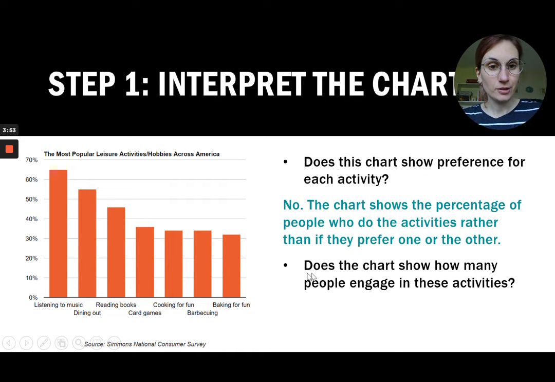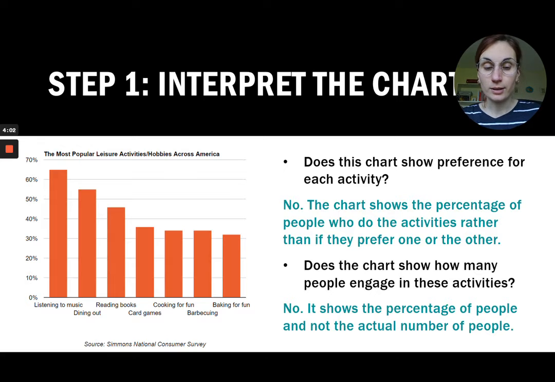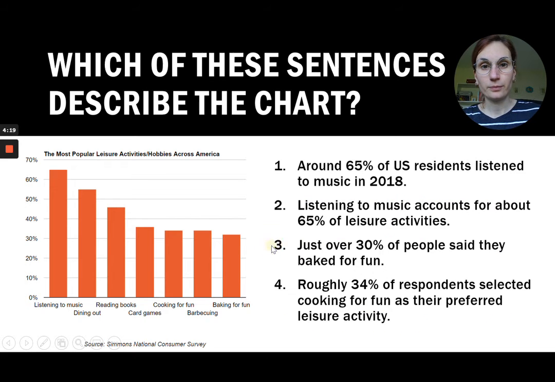And does the chart show how many people engage in these activities? Does it give you the number of people? No, it doesn't. It tells you the percentage of people and not the actual number of people. So there is a difference there. So when you are describing this chart, you need to make sure you say percentage rather than the number of people.